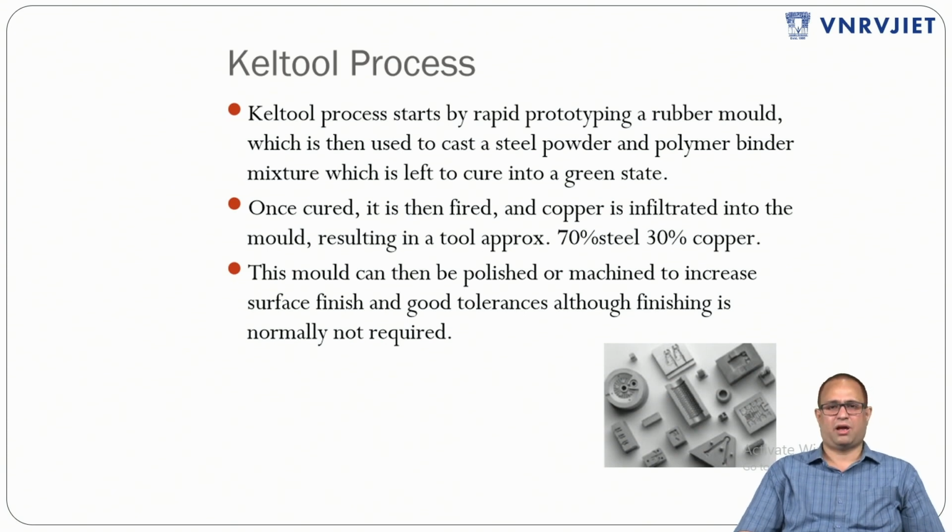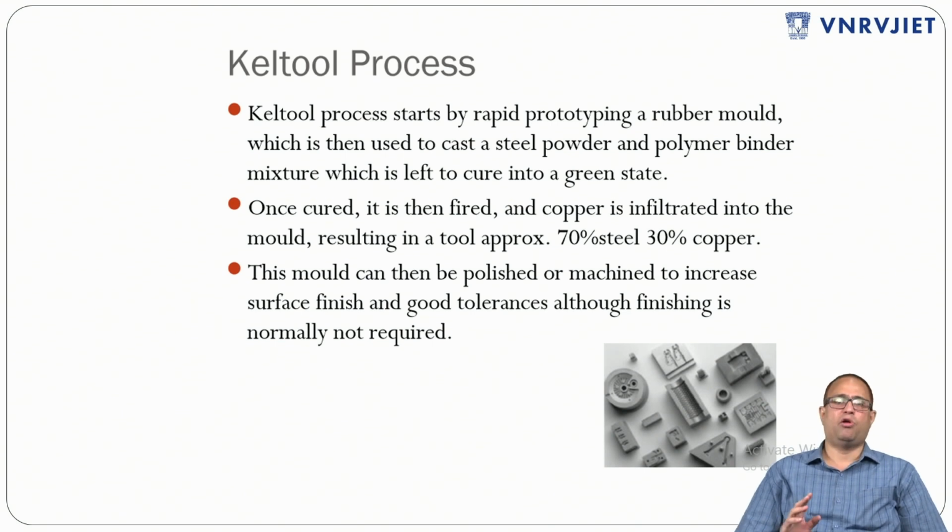This Cal tool process starts by using rapid prototyping, a rubber mold, which is then used to cast steel powder and a polymer binder. So it's a combination of steel powder and polymer binder, which is cured into a green state. Once it is cured, it is fired, and copper is infiltrated into the mold, resulting in a tool of 70% steel and 30% copper.